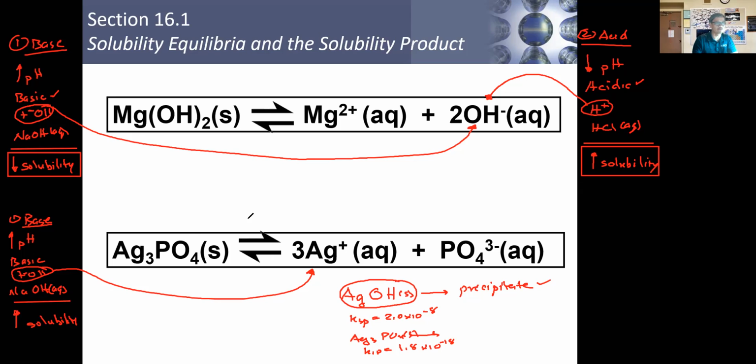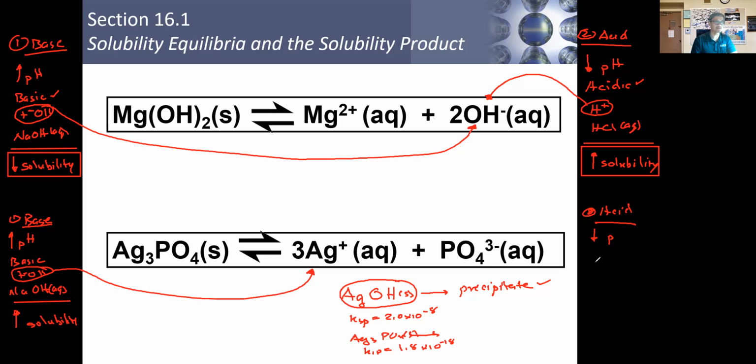That means we're going to dissolve more of the silver phosphate. All right, so that's the opposite effect that we see with adding sodium hydroxide into magnesium hydroxide. Let's see what happens when we decrease the pH. That means we add in an acid.